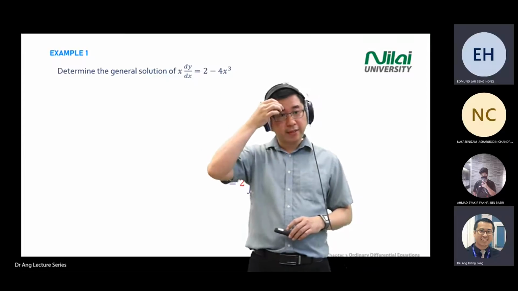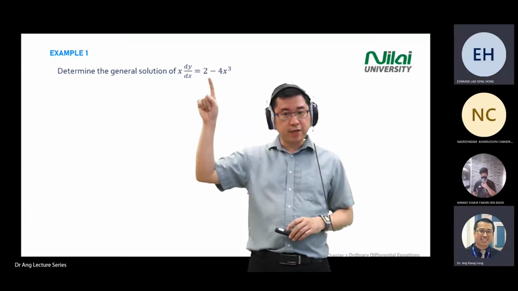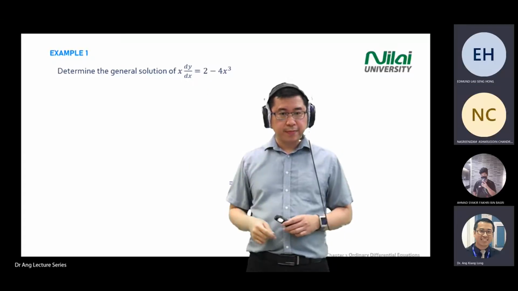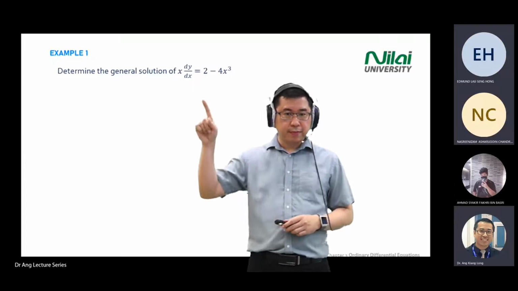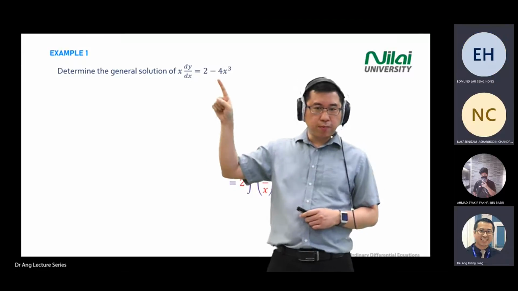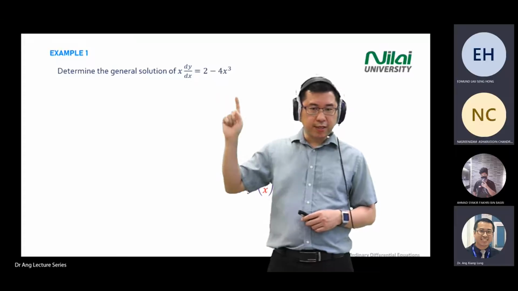How did you get that? Nizam, what is your answer if you want to rewrite this equation in dy dx? 2 minus 4x power of 3 over x. Again, your answer? 2 minus 4x power 3 over x. Correct.